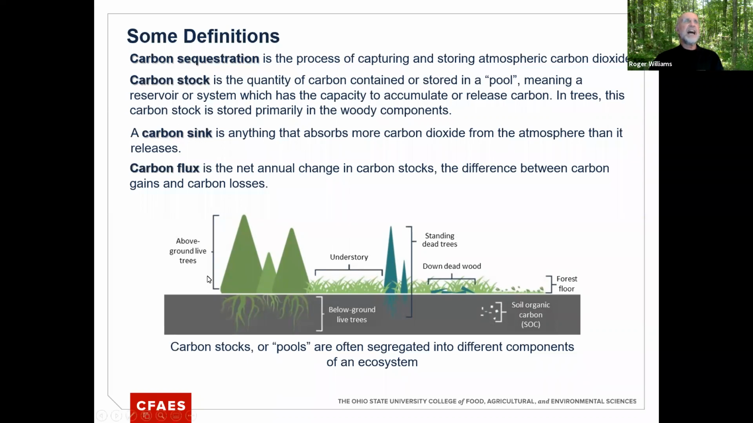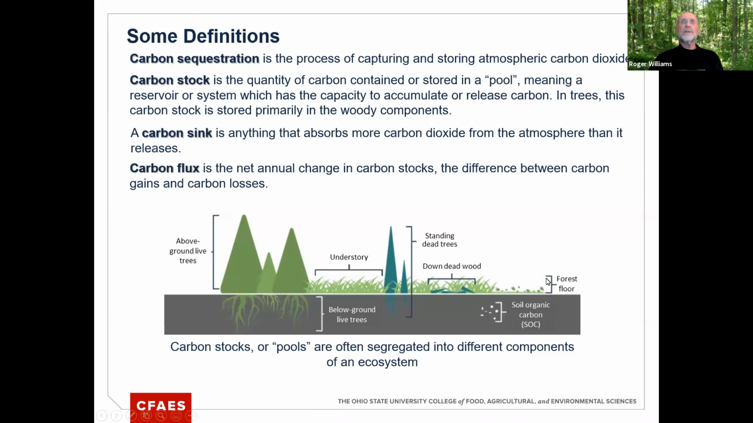In this diagram down here, I've highlighted several important pools of where carbon is stored in forest ecosystems, certainly in the above ground live trees, in the understory, and even in the dead standing trees. Carbon is still tied up particularly in the wood component of these trees, and certainly any of the dead wood that's out on the forest floor.